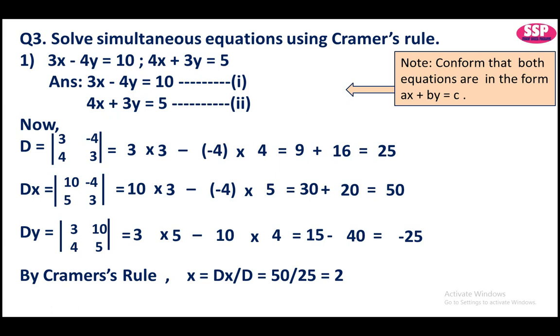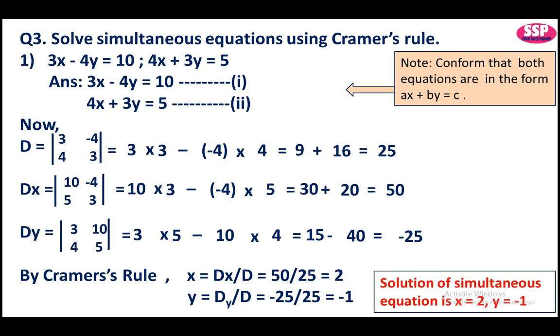After that, by Cramer's rule, x is equal to dx upon d is equal to 50 upon 25 is equal to 2, and y is equal to dy upon d is equal to minus 25 upon 25 is equal to minus 1. Thus, the solution of given simultaneous equation is x equal to 2 and y is equal to minus 1. Question number 2. 4x plus 3y minus 4 is equal to 0 and 6x is equal to 8 minus 5y.